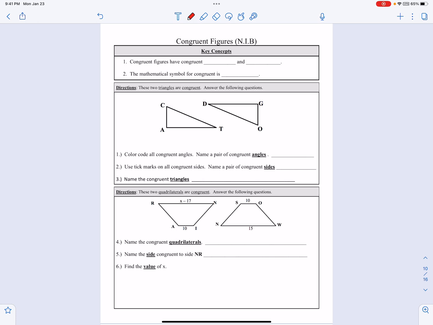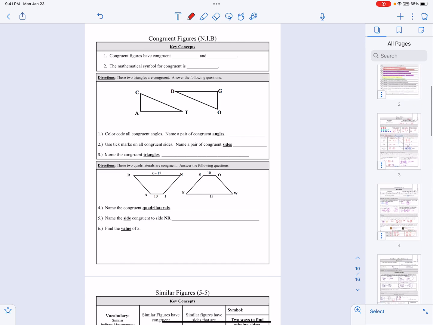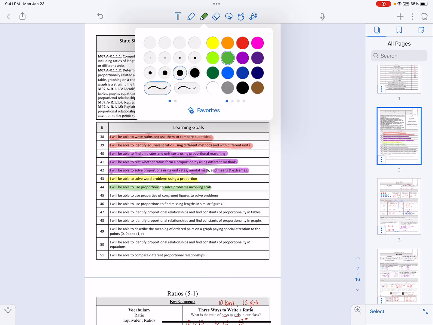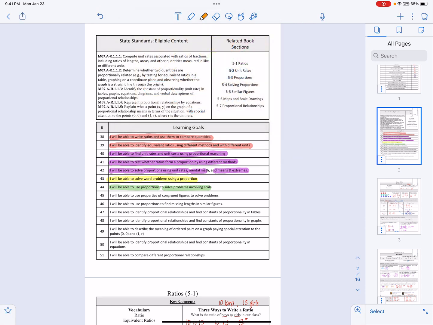All right, let's take a look at this lesson on congruent figures. This is something that you've been doing for a really long time in your educational career. However, it is a good foundational review for us to get into similar figures with proportions. So let's head up to your learning goals here. We're looking at learning goal 45. I'll be able to use properties of congruent figures to solve problems.